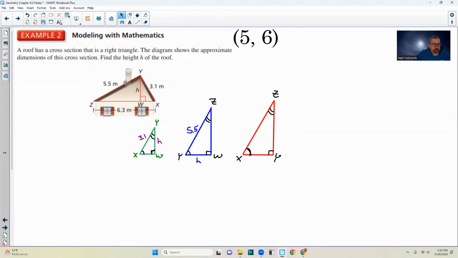And finally, the red, the whole thing, that's the easy one. That is going to be, the hypotenuse is down here. This is 6.3, 3.1, and 5.5 over here.